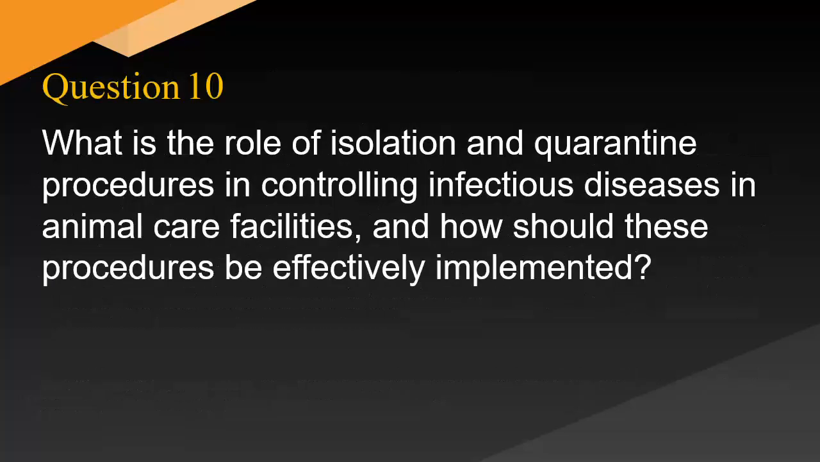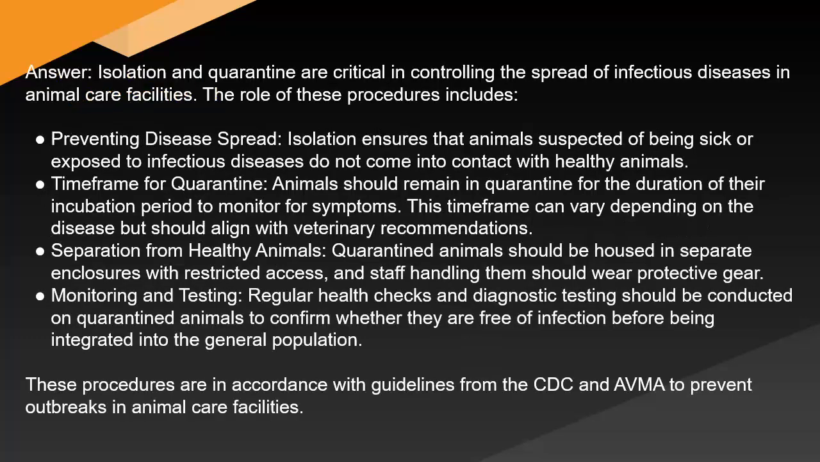What is the role of isolation and quarantine procedures in controlling infectious diseases in animal care facilities, and how should these procedures be effectively implemented? Answer: isolation and quarantine are critical in controlling the spread of infectious diseases in animal care facilities.